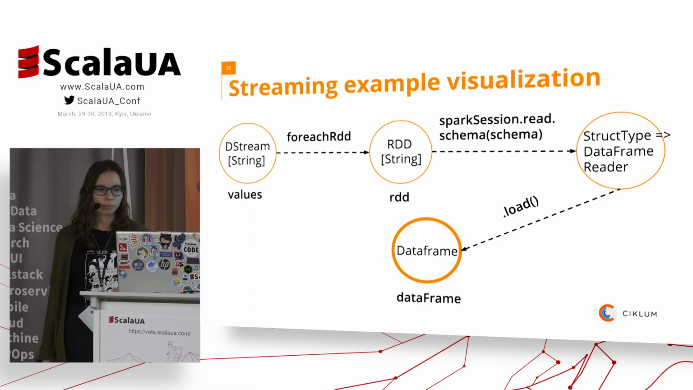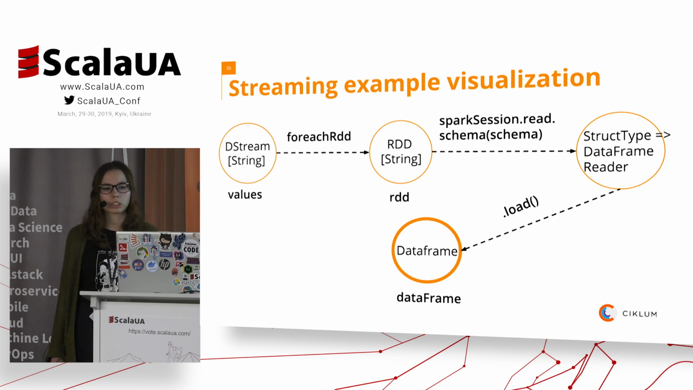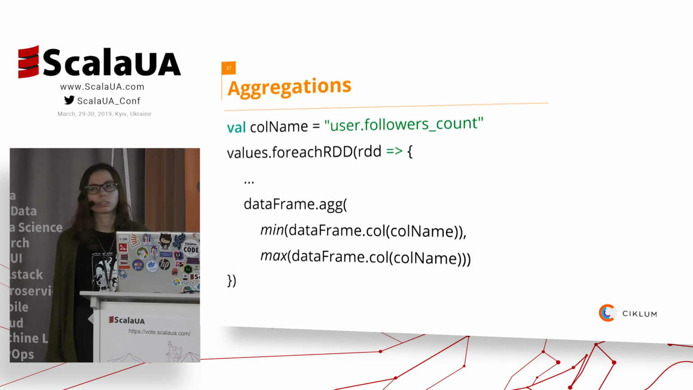We have a DStream, then we run the foreachRDD method. After that, we can work with RDD of type string. Then Spark session allows us to build the data frame using this read and schema method. Schema I didn't provide here, but I created the schema for the tweet structure, which is of struct type. And then we run the load method and we get the data frame. After that, we can build aggregations, transformations, all on the same data frame. For example, here I find the minimum and maximum value of followers by the specific tweet.